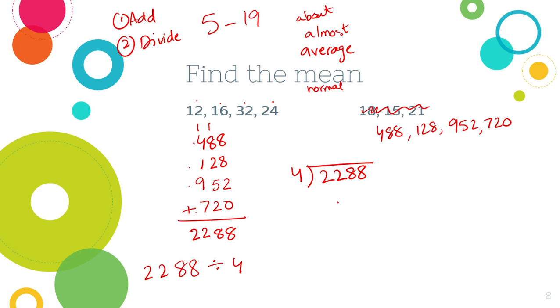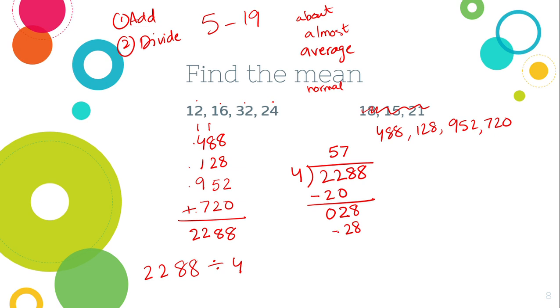Let's decide. Are we going to use 2? No, it's too small. We're going to use 22. So 4 times what will bring me near 22? 4 times 5 will bring me near 22. 4 times 5 is 20. Next step, subtract. 2 minus 0 is 2. 2 minus 2 is 0. Next step, bring down. Bring this 8 down. I have 28. 4 times what is 28? 4 times 7 is 28.